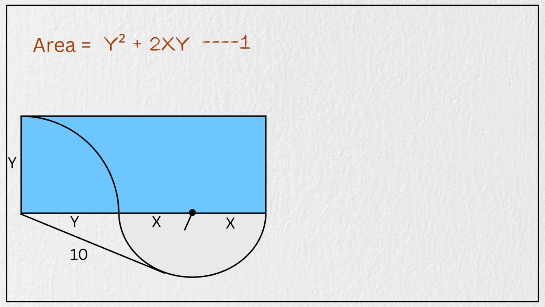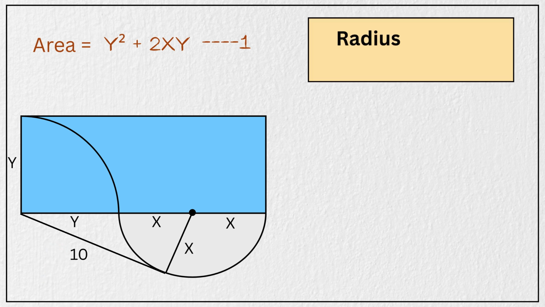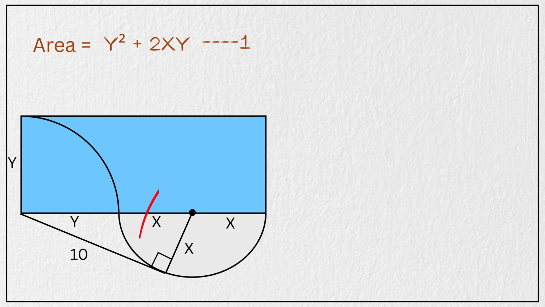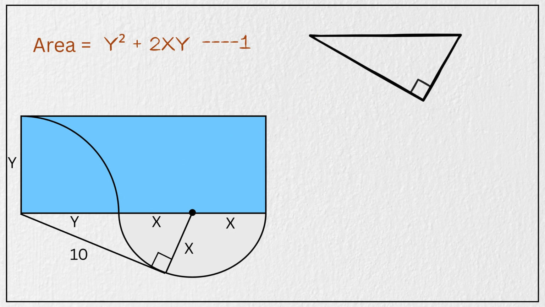Now let's draw a radius like this and focus on this as tangent. We know that according to the radius-tangent theorem, the radius of a circle is always at a right angle to the tangent at the point of contact. That means this is 90 degrees. And this is a right-angled triangle with hypotenuse as this total distance from the center of the semicircle to the bottom left corner, which is x plus y units. One leg is this x units, and the other leg is this given tangent of 10 units.